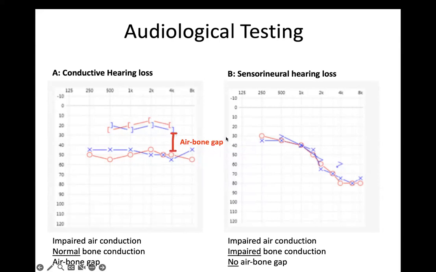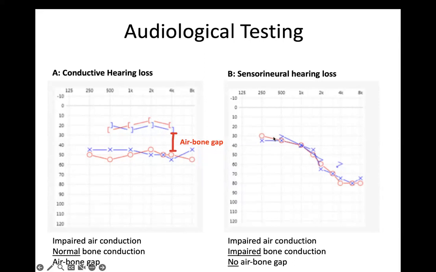That's an important feature of pure conductive hearing loss. So this person, I would say he has bilateral, both left and right, conductive hearing loss. Okay, so impaired air conduction, normal bone conduction, and an air-bone gap.